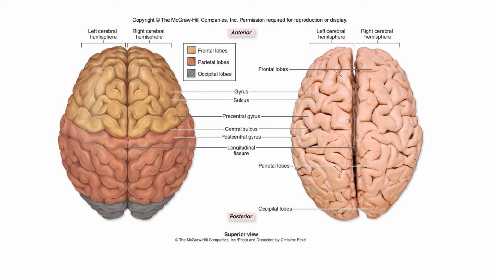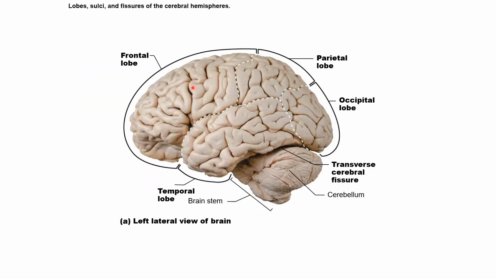There is a sulcus that divides the frontal lobe and the parietal lobe, and this sulcus right here is known as the central sulcus. The gyrus in front of the central sulcus is known as the precentral gyrus, and the gyrus after the central sulcus is known as the postcentral gyrus. So we've got the frontal lobe right here, the parietal lobe, occipital lobe, and temporal lobe.